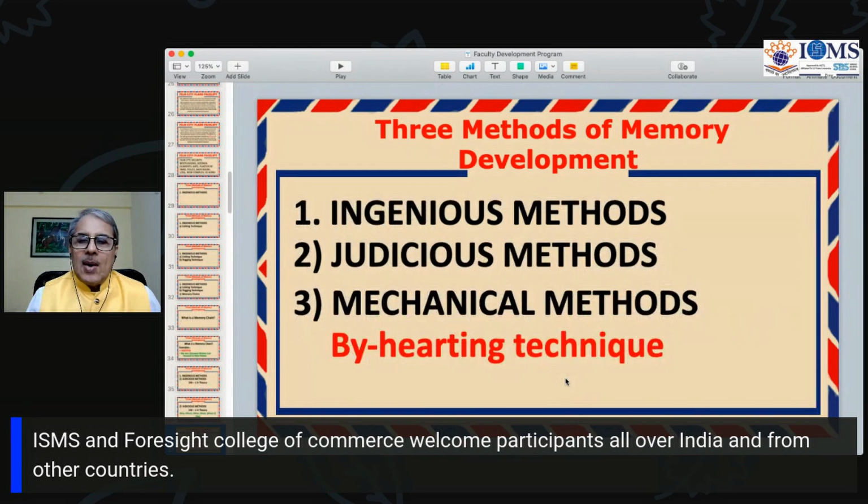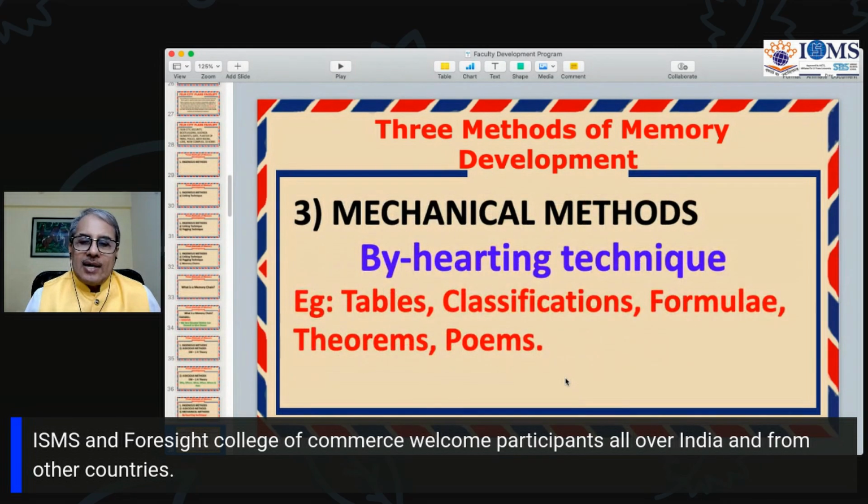The third method of improving memory, for a student as well as for the teacher, is the mechanical method, also called the by-hearting technique. This by-hearting technique is very important for a student, because it comes into use for tables, classifications, formulas, theorems, and poems.